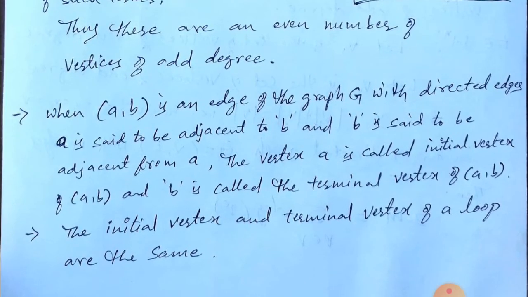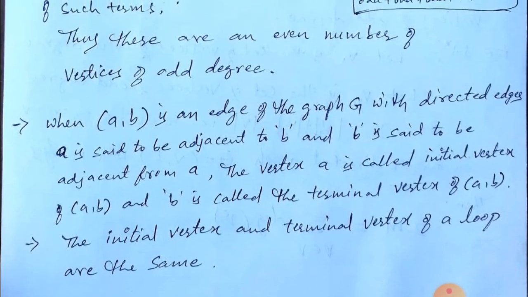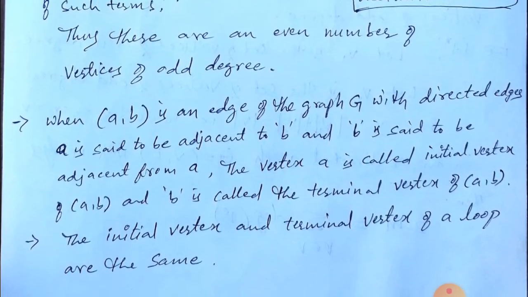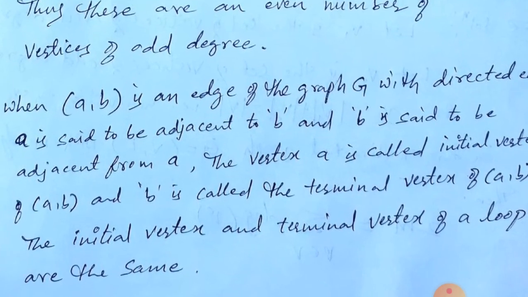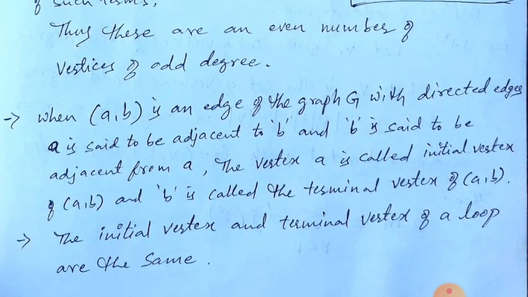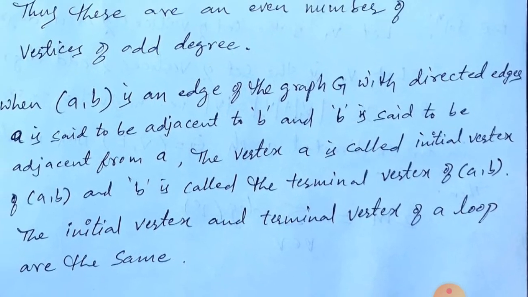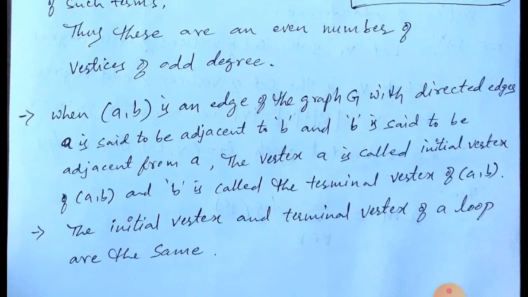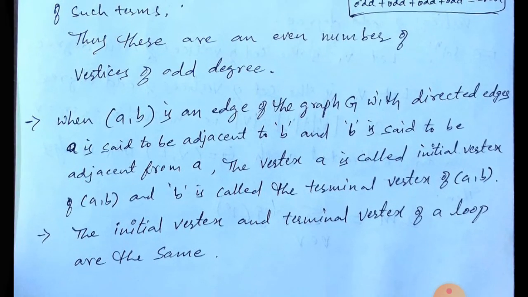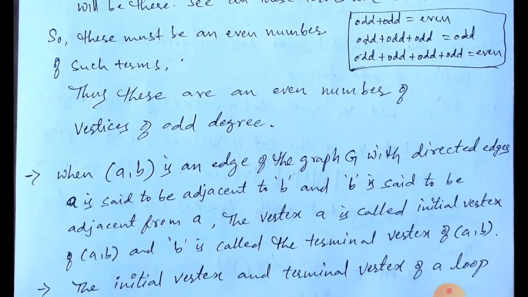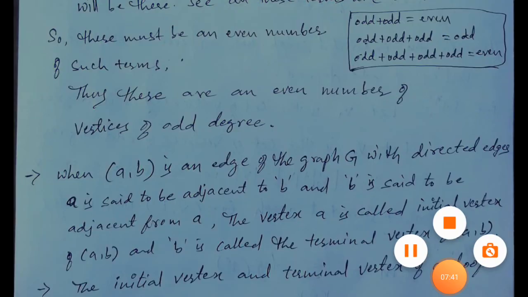Now observe, when (a, b) is an edge of the graph G with directed edges, a is said to be adjacent to b and b is said to be adjacent from a. The vertex a is called the initial vertex of (a, b) and b is called the terminal vertex of (a, b). The initial vertex and terminal vertex of a loop are the same. We will see these in directed graphs. Thank you.